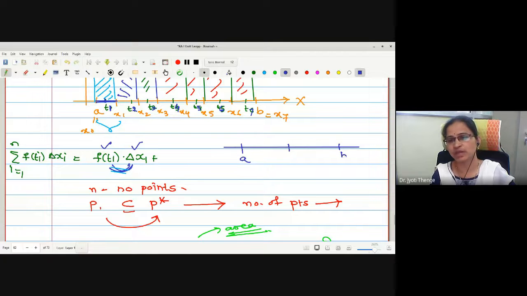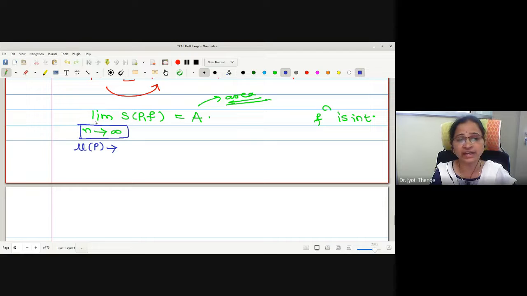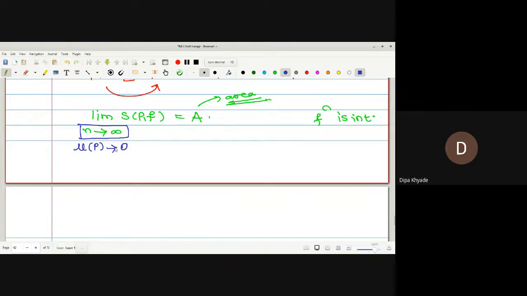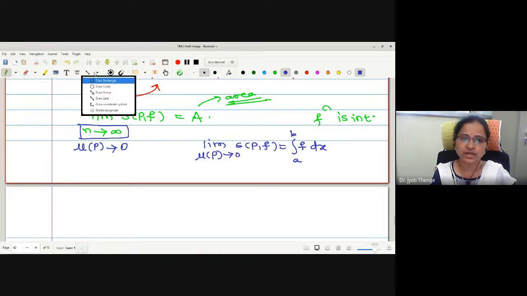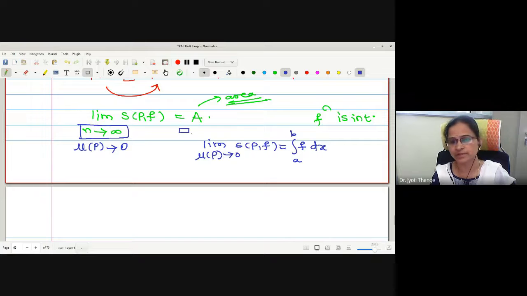If this is my interval A to B having only 3 points, this is the length of largest interval. Say, if you increase the number of points, what about the length of largest interval? Increases or decreases? Decreases. If I write n tends to infinity, what about mu P, length of largest subinterval? This tends to 0, and this is the new definition of integrability. And if it is actual area, this is nothing but integration A to B f dx. This is the new definition called the Riemann sum definition.